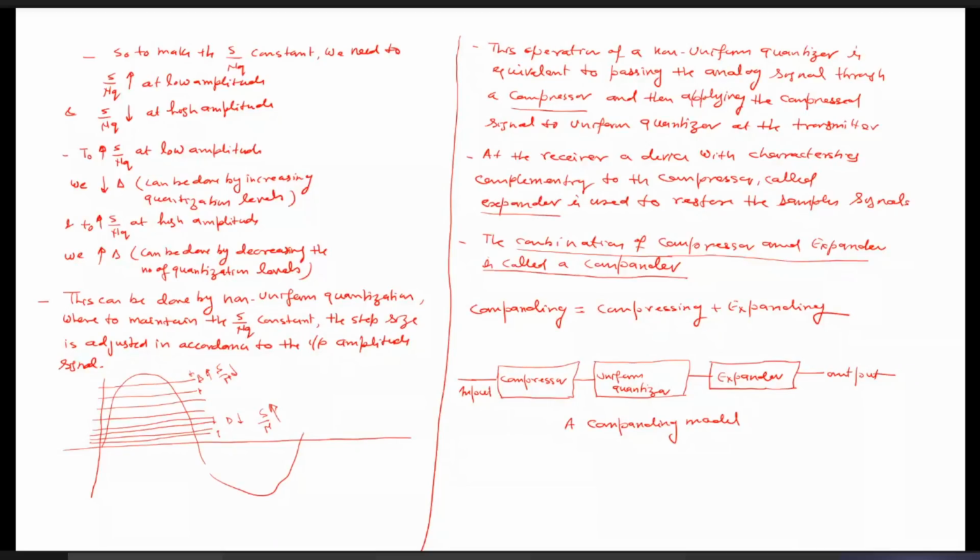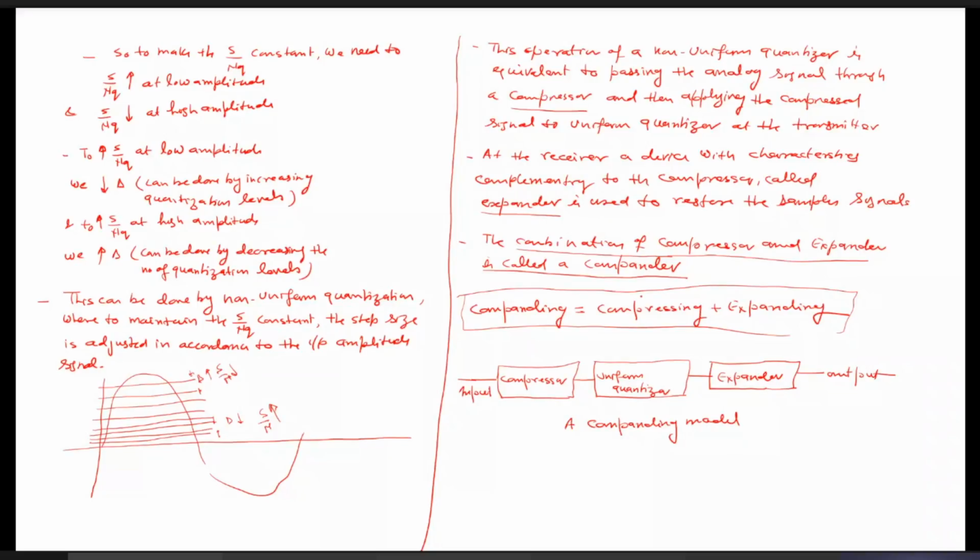To make this signal to noise ratio constant throughout the quantization process, we need to compress the signal at the low amplitude level and expand the signal at the high amplitude level. So this is called compression, and this is called expansion, and the whole process which is performed is called companding.